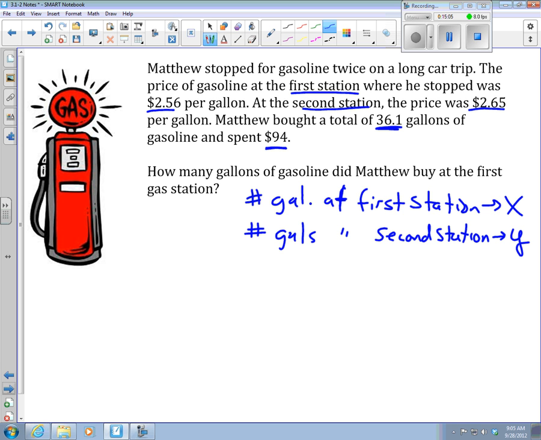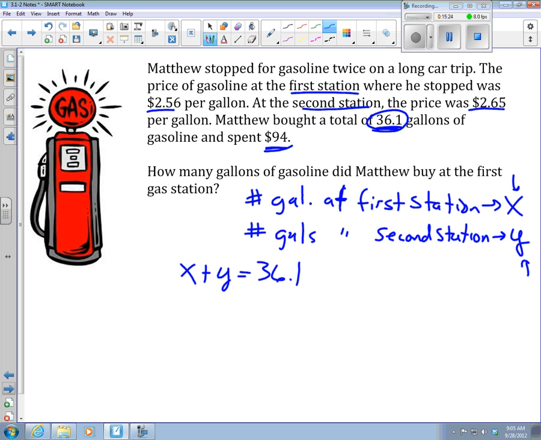So here it is. There's 36.1 gallons altogether. So if I take the number of gallons at the first station, the number of gallons at the second station, and add them together, X plus Y, I should get 36.1.